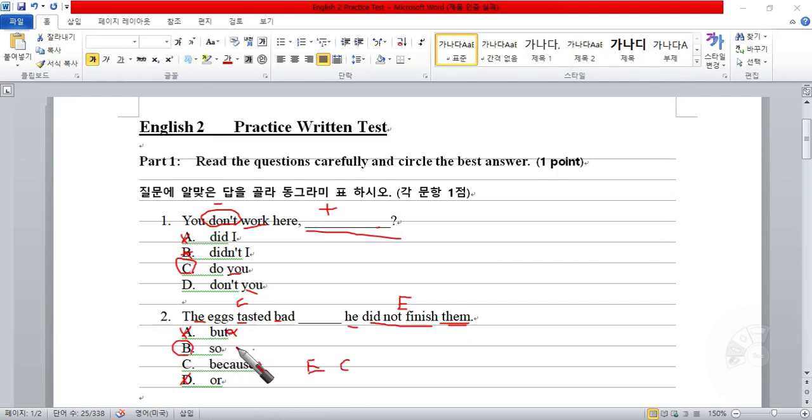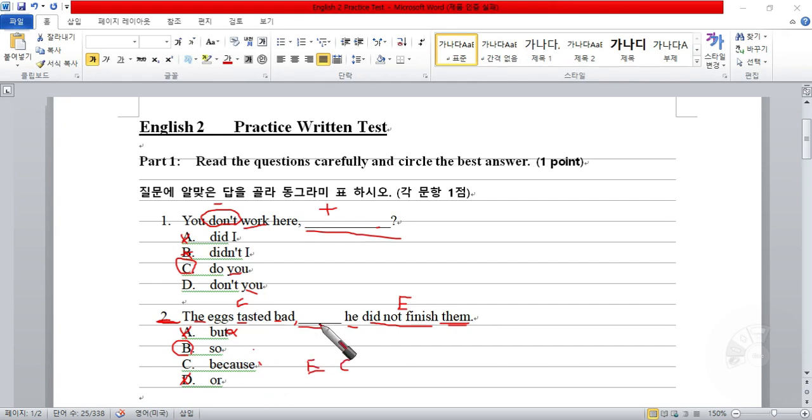In fact, this sentence would be fine if the blank was over here. You could have chosen C. Okay, because the eggs tasted bad, comma, he did not finish them. Okay, that's a good sentence. Okay, but the space isn't over here behind the eggs. It is in the middle of the sentence. Okay, so the space is not the beginning of the sentence. It's in the middle. So we use so.